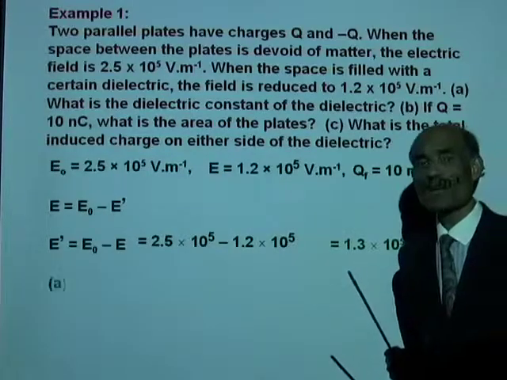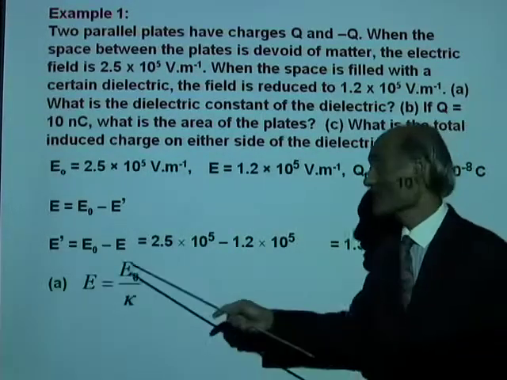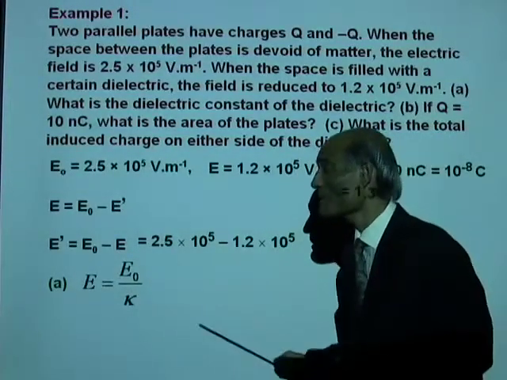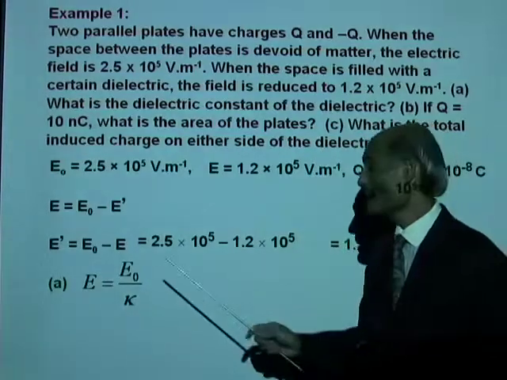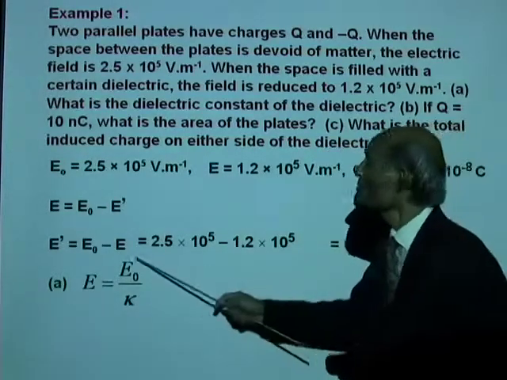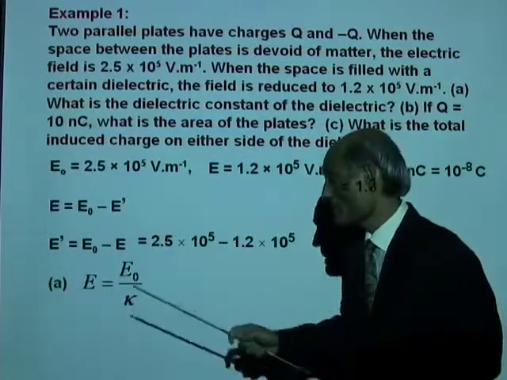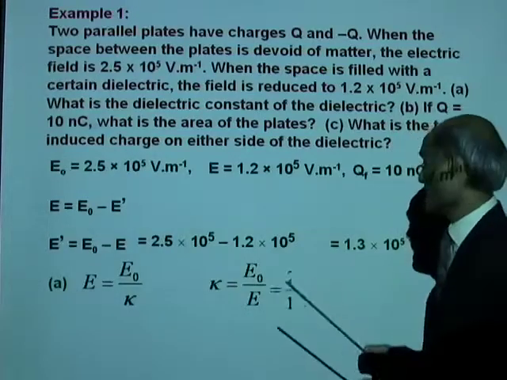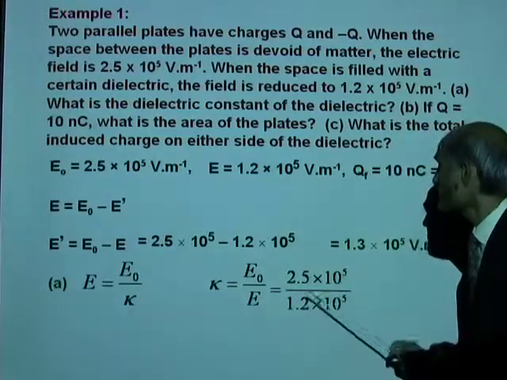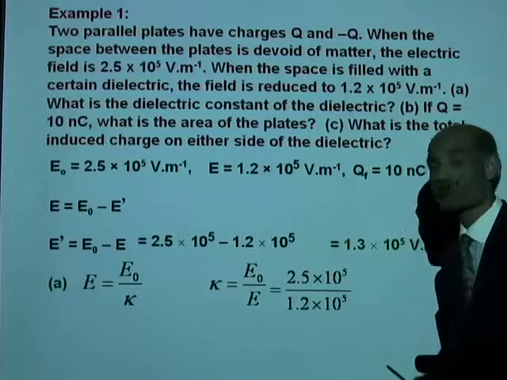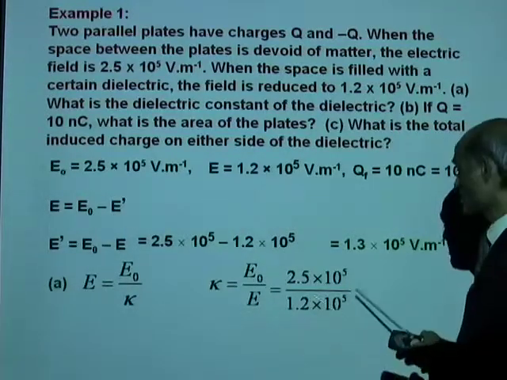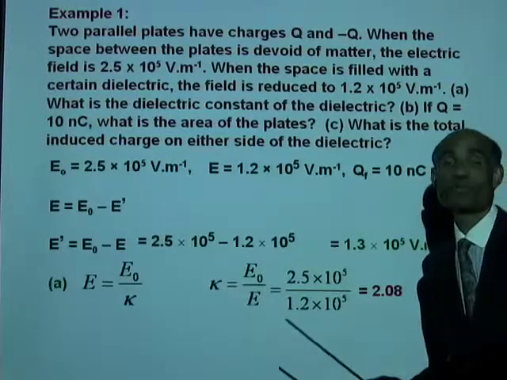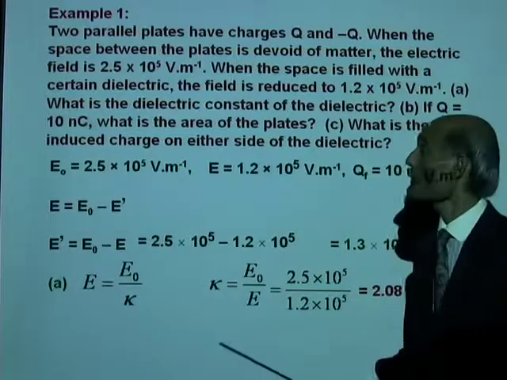Now we need to find the dielectric constant of the dielectric. Now, can you recall an equation for that? Well, E, the net field, equal to E0 divided by kappa. Now, we know the net field, we know the original field, and therefore kappa equal to E0 divided by E, and that will be 2.5 times 10 to the 5 divided by 1.2 multiplied by 10 to the 5, and that will be 2.08, the value of the dielectric constant.